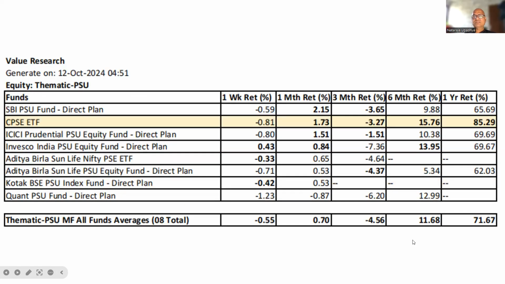PSU funds, 71.67%. There are only 8 funds. 71.67% for the annual return is still very impressive, but negative return for the week, very little return for the month. So caution. CPSE ETF is the only one which made some color amber here, was negative for the week, but 85.29% for the year is impressive. And those who could not get color, they're all above 60% average. Keep that in mind. So anytime they can pop up, but right now, I would say none are investment worthy. So you can wait for that time to come.